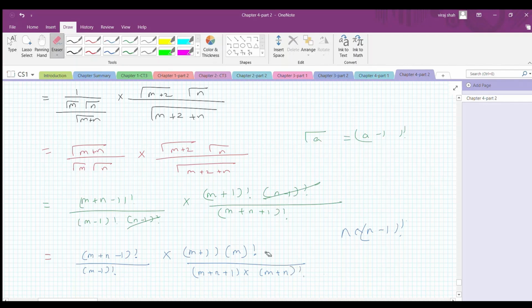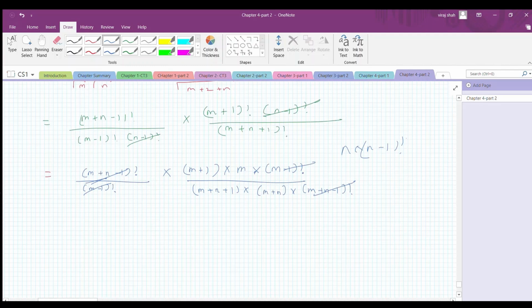Now m factorial, I can write this as nothing but m into (m minus 1) factorial. Similarly, I can write this now as nothing but (m plus n) into (m plus n minus 1) factorial, right? Now simplifying it, this and this gets cancelled, this and this gets cancelled. So I am left with (m plus 1) into m upon (m plus n plus 1) into (m plus n). Okay, I got my expectation of x squared.